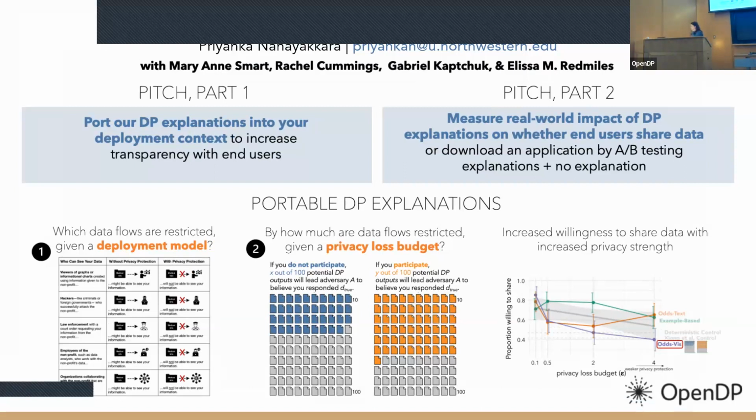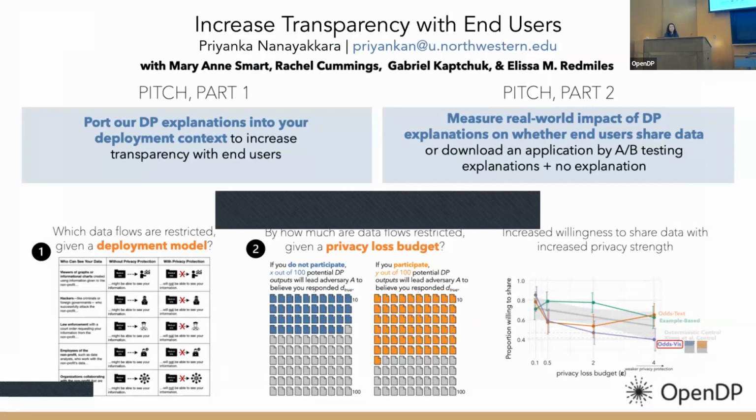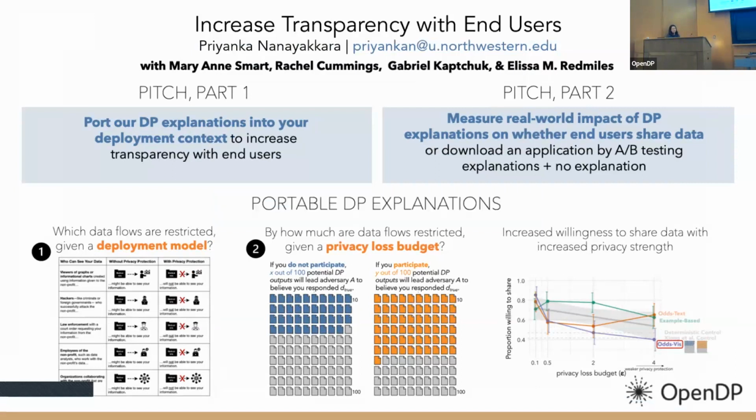Hi everyone, my name is Priyanka Nanayakara, and I'm a PhD candidate in computer science and communication at Northwestern University in Chicago. Today I'm presenting on behalf of myself and my collaborators, Marianne Smart, Dr. Rachel Cummings, Dr. Gabriel Kowchuk, and Dr. Alyssa Redmiles. Specifically, I'd like to make a pitch to those of you working in organizations across industry, government, and academia who are actually deploying DP. In particular, I want to provide an opportunity for you to work with us to increase transparency around DP guarantees with your end users.